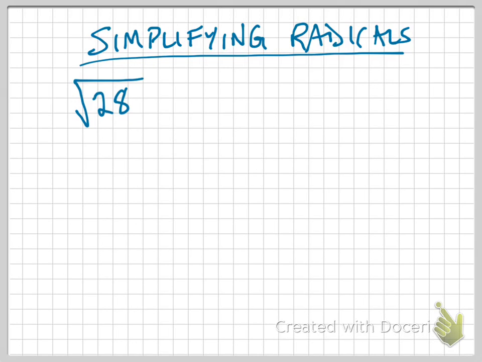Alright, let's talk about simplifying radicals. What I'm going to do is simplify the square root of 28. Now remember what the square root is. The square root is the inverse operation of squaring.